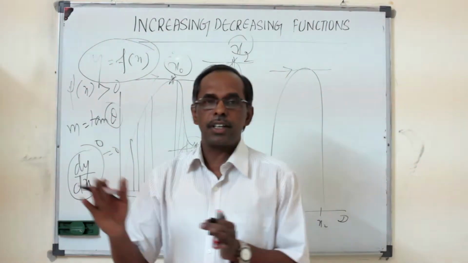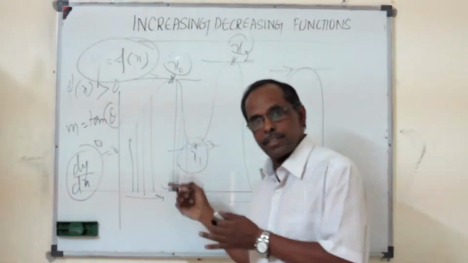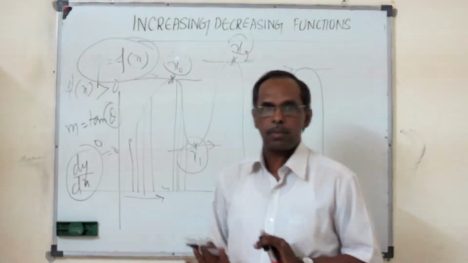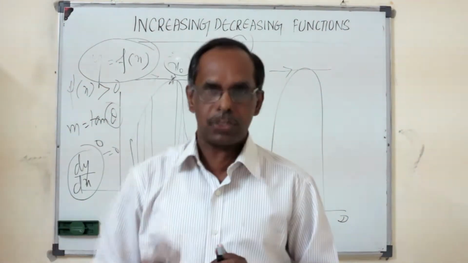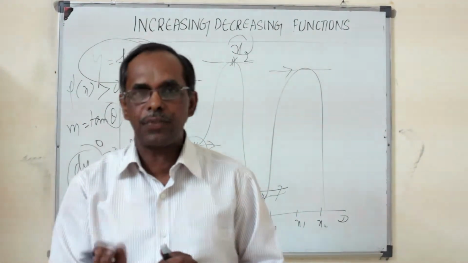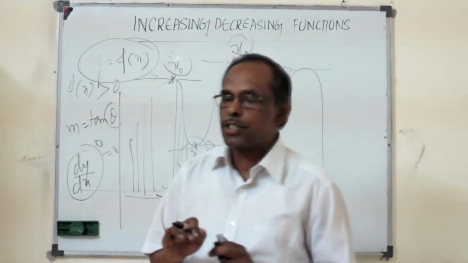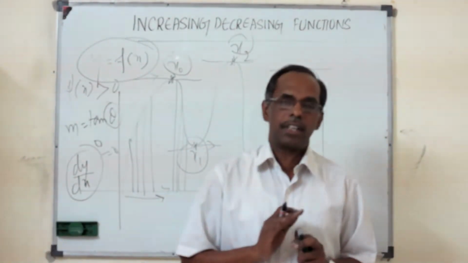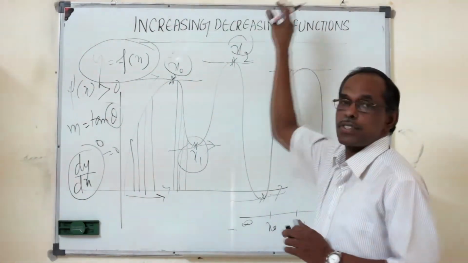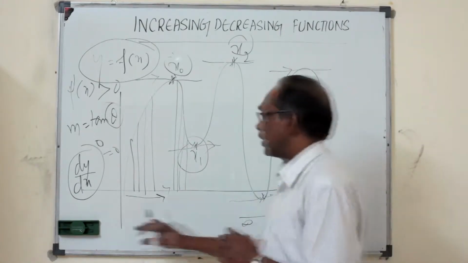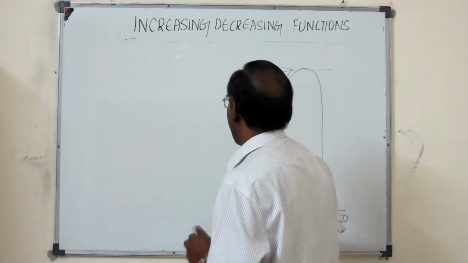In a particular interval, if it is increasing, it will always be increasing, or if it is decreasing, it will always be decreasing. Okay? So the condition is that f dash of x should be greater than 0 for an increasing function, and f dash of x is less than 0 for the function to be decreasing. So this is the basic concept of increasing and decreasing functions. I'll take one example of how we identify the intervals in which the function is increasing or decreasing.